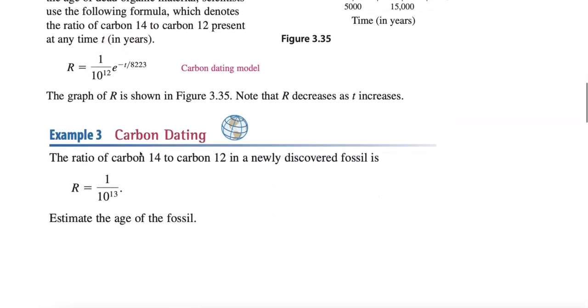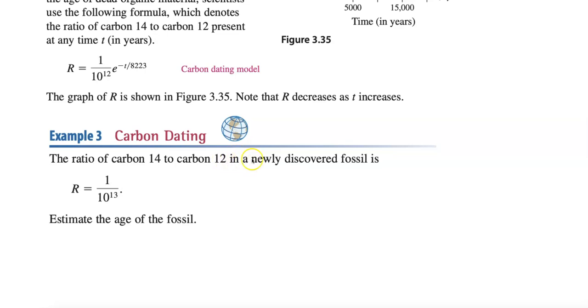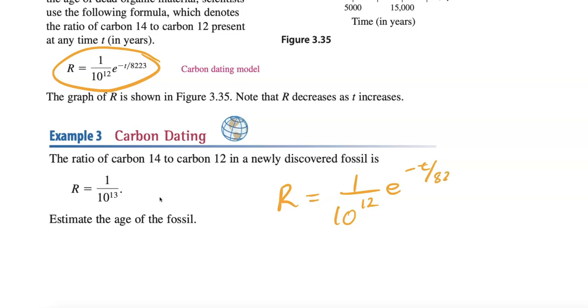So in this problem here, the ratio of carbon to carbon 12 in this fossil is this. Estimate the age of the fossil. So this is our formula. Again, something I would give you, not to memorize, unless this is going to be your future career or something. So that's the formula for carbon dating.